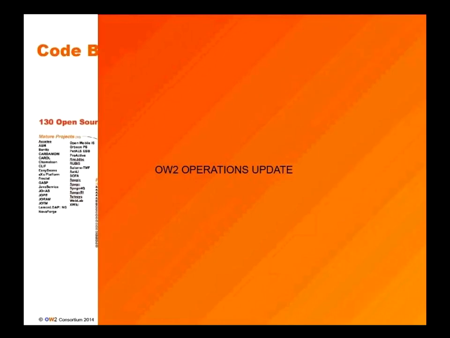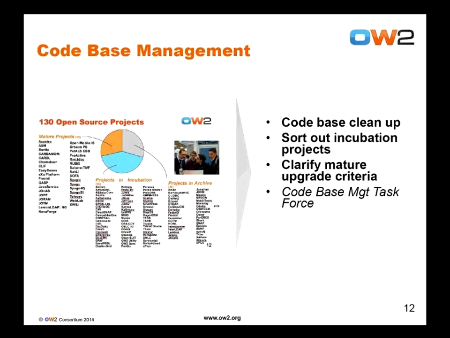First of all, the code base. We have today about 130 projects in the code base, and we are currently engaged in a big cleanup operation in order to reduce the number of projects and to make this code base better understandable by the market out there. We're also going to reevaluate the criteria that presides over the upgrade of each project from the incubation stage to the mature stage.